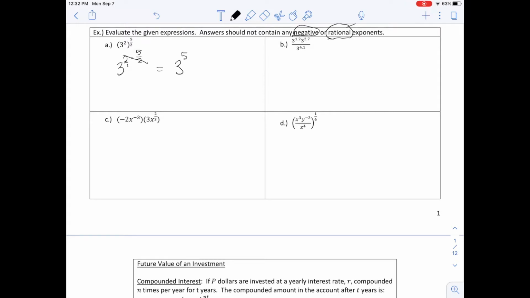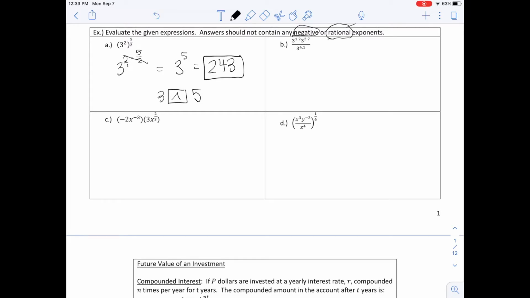If it's asking you to leave it in exponential form, that would be 3 to the 5th. If it wants it as a number, you can go ahead and use your calculator and do 3. You have a little caret button, and then type 5. And that's telling it 3 to the 5th, and you should get 243. So definitely try that on your calculator.